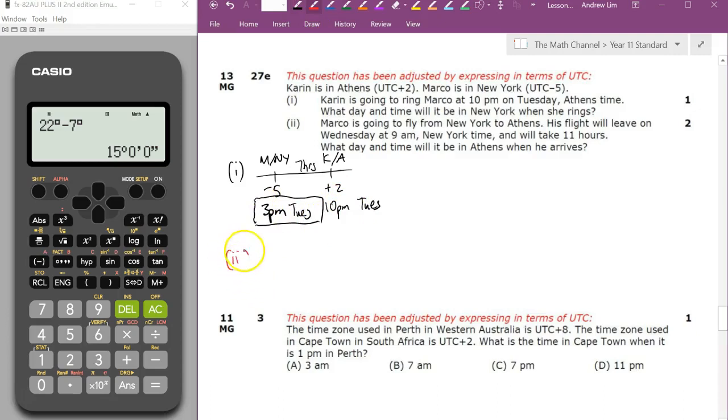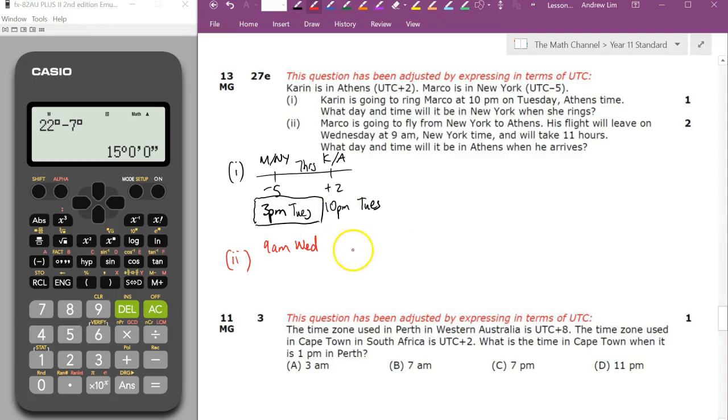Part 2. Marco is going to fly from New York to Athens. His flight will leave on Wednesday at 9 a.m., New York time, and will take 11 hours. So, what day and time will it be in Athens when he arrives?